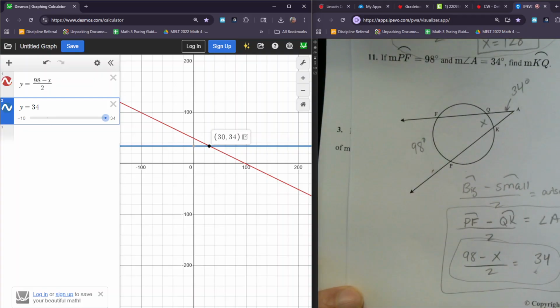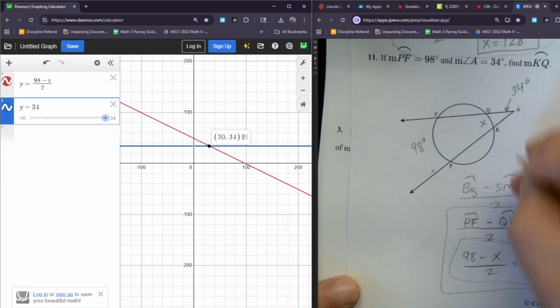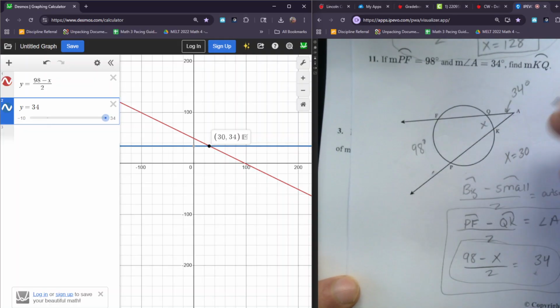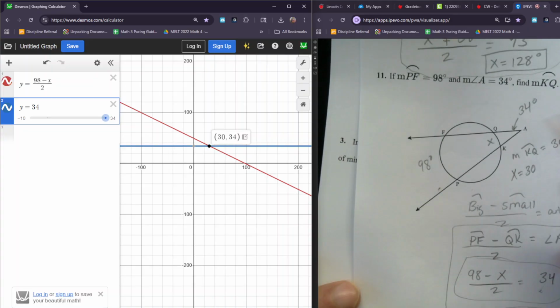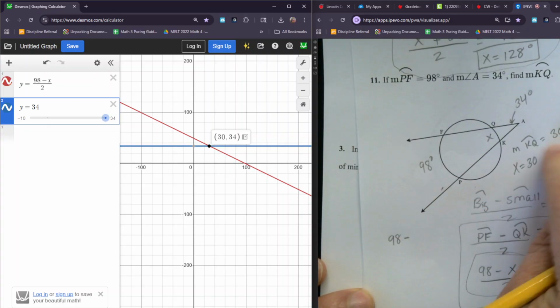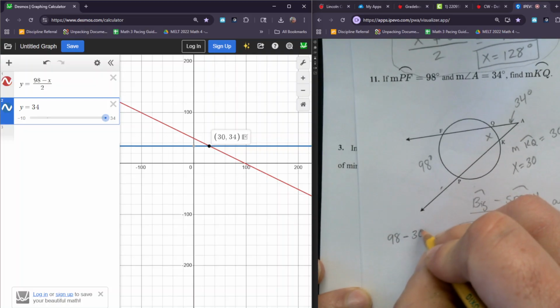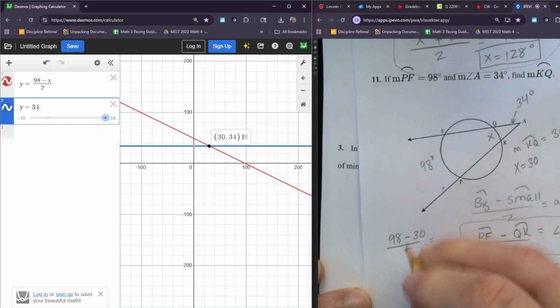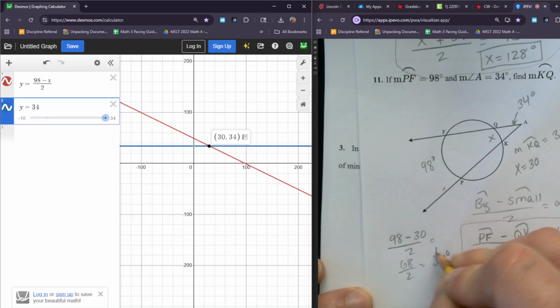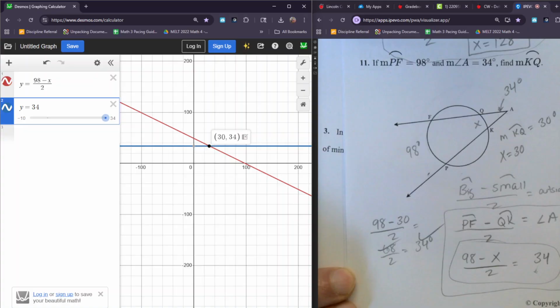Okay, so it says the measure of x is 30. X is 30. So that means since we marked x as KQ, the measure of arc KQ is 30 degrees. And that makes sense because if you want to check it, big arc minus small arc, which is KQ, divided by 2 should give you that outside angle. Well, that's 68 divided by 2, which is 34. So that tells me that is right. Okay.